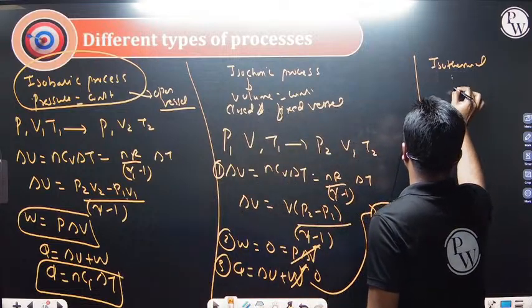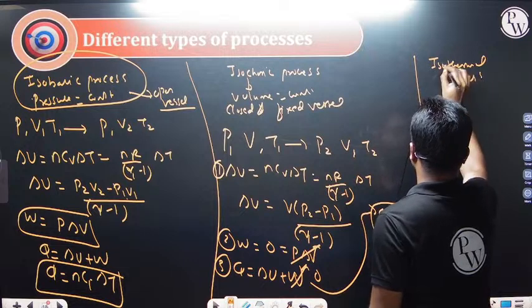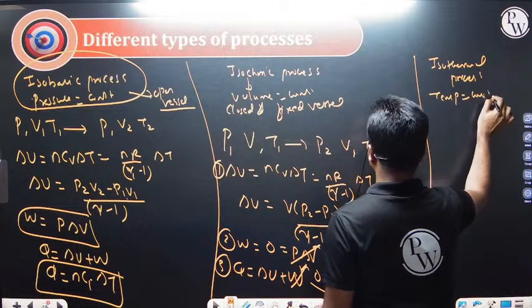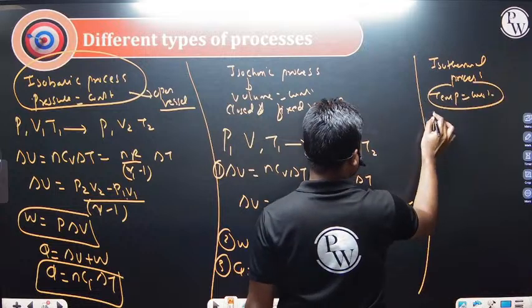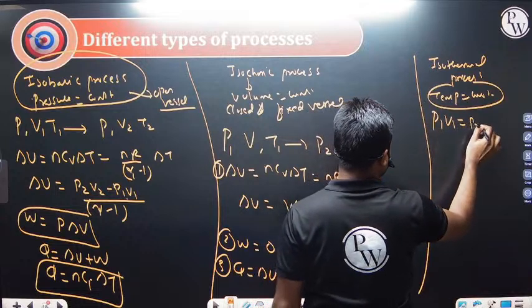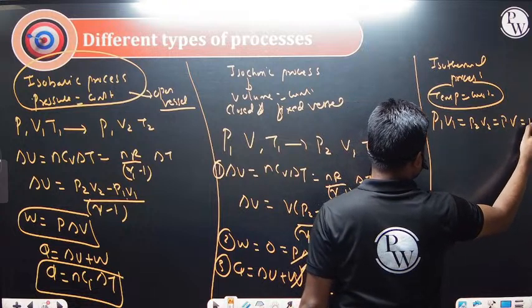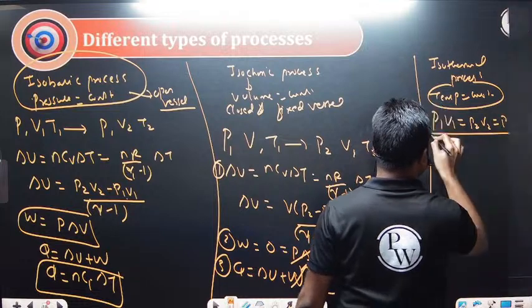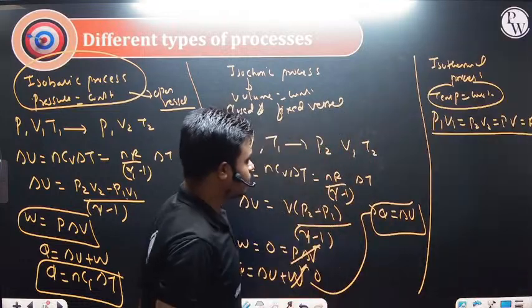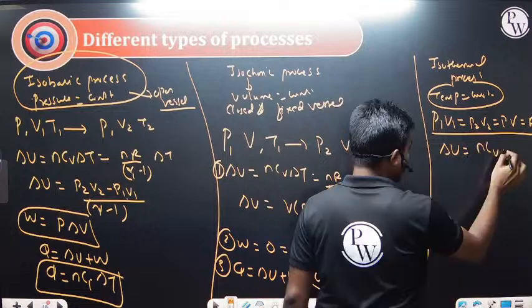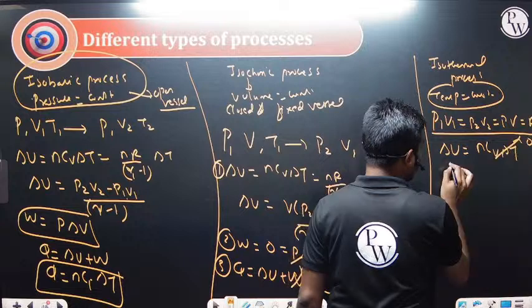Next we have the isothermal process. So what is the isothermal process? We know that iso means same, thermal means temperature. So a process in which temperature is constant, we call it the isothermal process. So P1 V1 is equal to P2 V2 is equal to PV is equal to constant. From the formula P V equals nRT, the temperature is constant, so for a given mole of gas PV equals constant. We have nCv delta T, but the change in temperature is 0, so the delta U value will be 0.